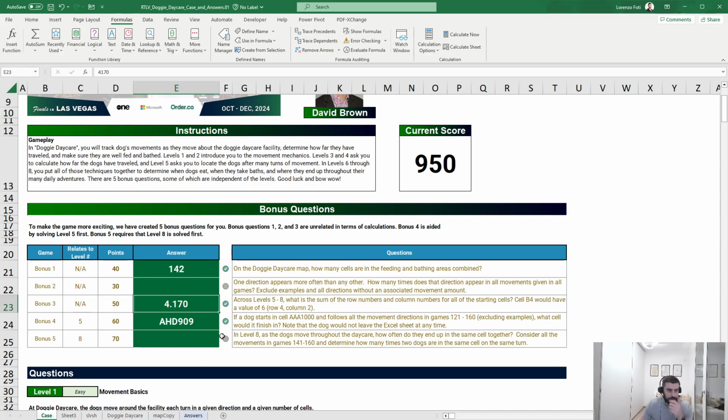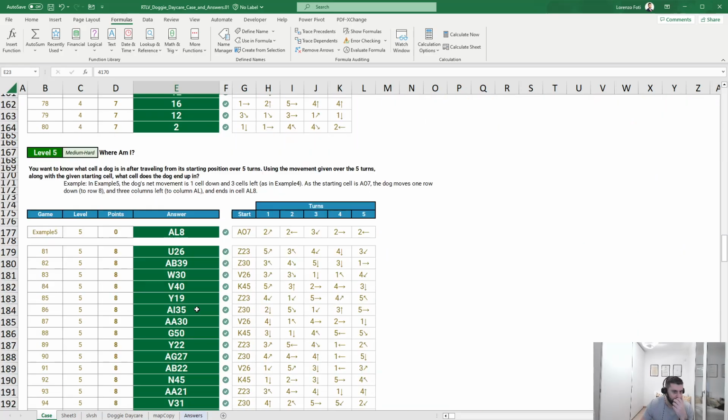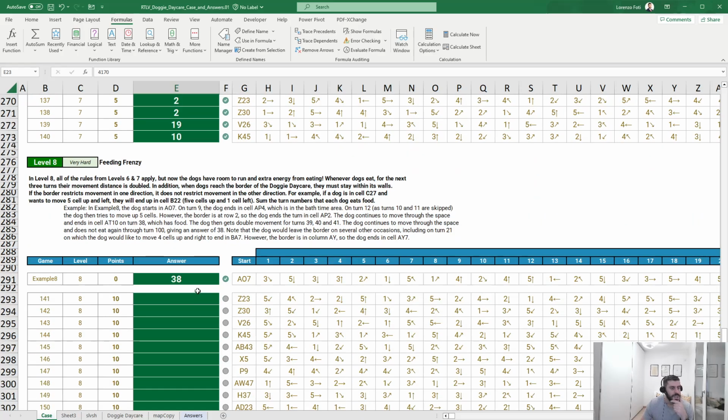So having said that, let's move to level 8, because level 8 asks for the same rules of levels 6 and 7, but now the dogs have room to run an extra energy from eating. Whenever dogs eat, for the next 3 turns, their movement distance is doubled. In addition, when dogs reach the border of the doggy daycare, they must stay within its walls. But if the border restricts movement in one direction, it does not restrict movement in the other direction. For example, if a dog is in cell C27 and wants to move 5 cells up and left, okay.